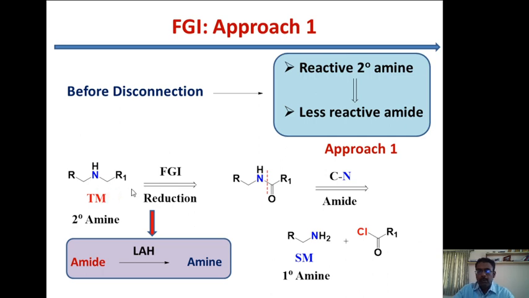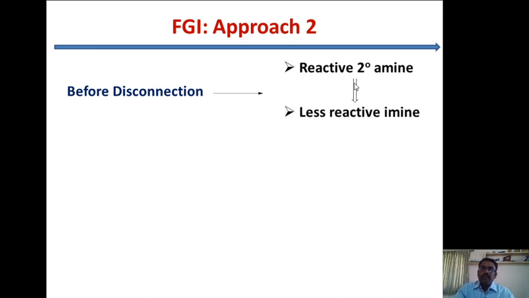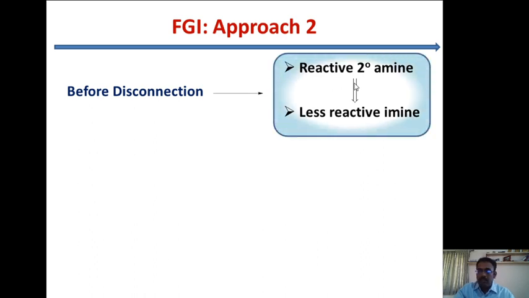So in this first approach, we are using the chemistry that the amide is less reactive than the amine. That amine can be easily synthesized from the amide through reduction using lithium aluminum hydride. Okay, the second approach, the same thing. Before disconnection, we are converting the reactive secondary amine into a less reactive imine. In the last case, we converted it into the amide. Here we can convert it into an imine also. So let's take this approach 2.